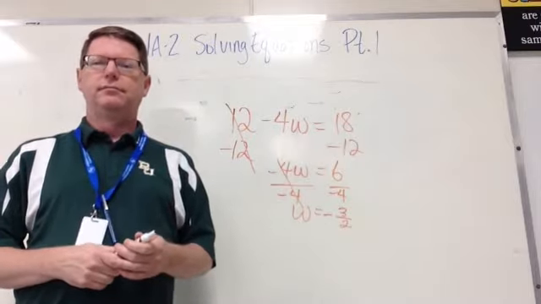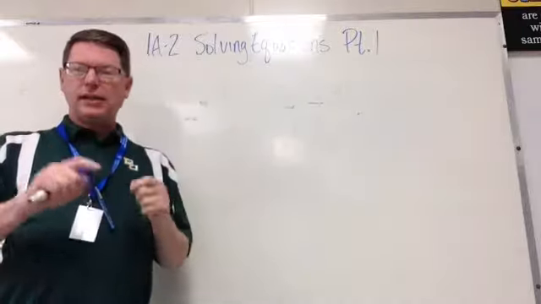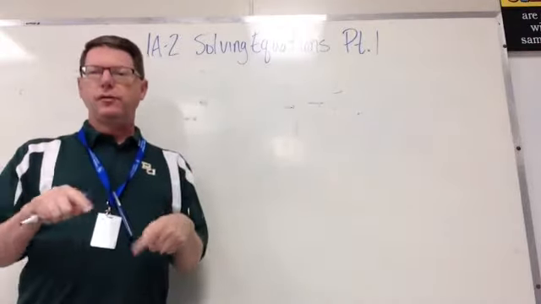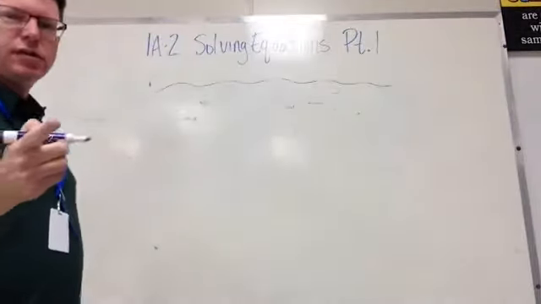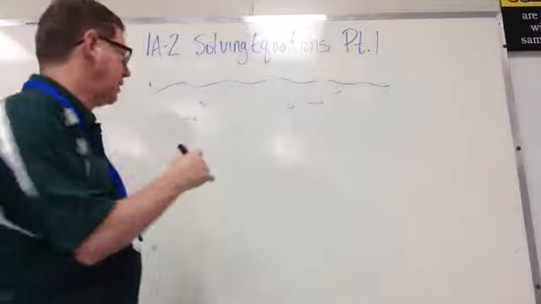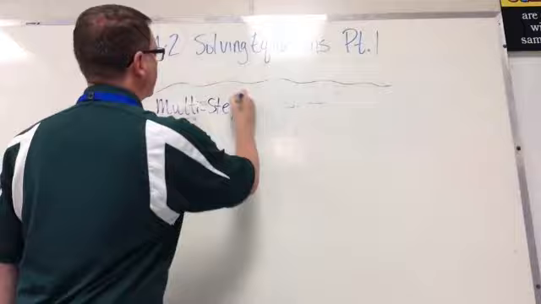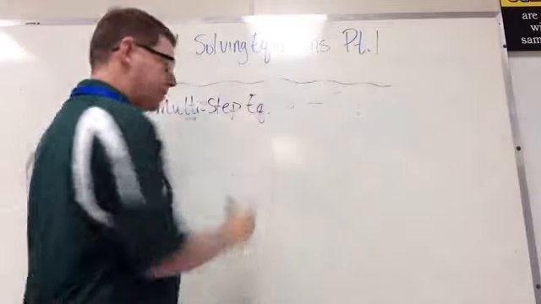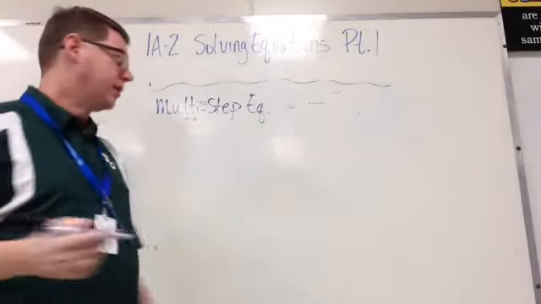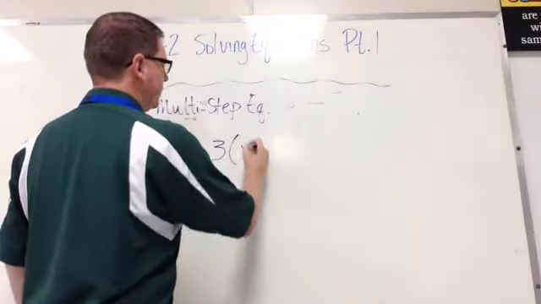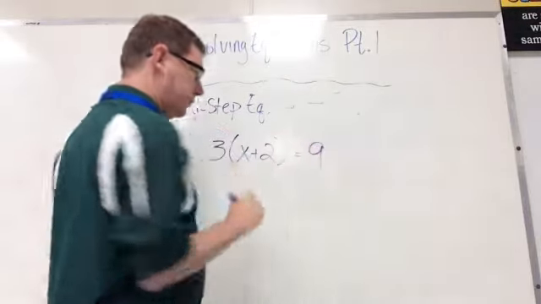So now we're going to look at solving multi-step equations where distributive property is concerned. So draw a big squiggly underneath the notes that you just finished. That way it's just a line of separation. And this is multi-step equations. Okay? Multi-step equations. Well, let's give an equation that has the distributive property in it. So let's say 3 times the quantity of x plus 2 equals 9.